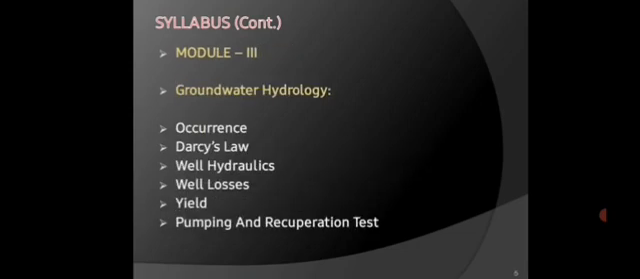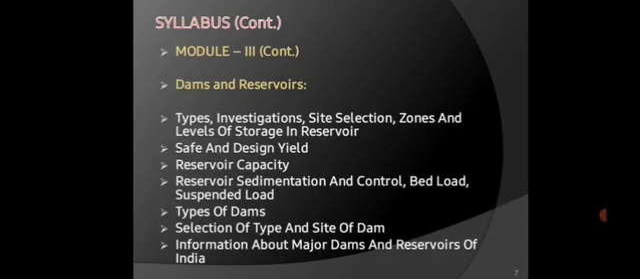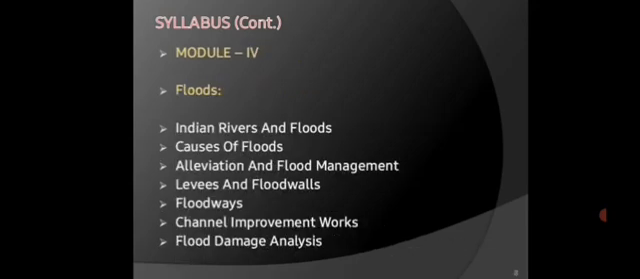Third module, first part is groundwater hydrology, meaning occurrence, distribution of groundwater and well losses. Its second part includes dams and reservoirs, which covers types of dams, types of reservoirs and other information about dams and reservoirs. Next module is flood occurrence and flood protection measures.